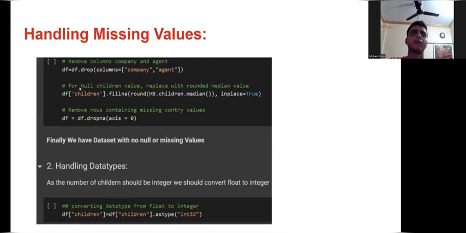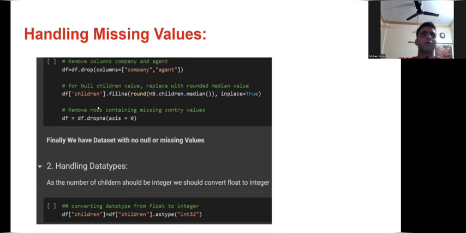So how can we handle them? First we have to drop company and agent, because these features have a large number of missing values and we can't afford to delete that many rows. So instead of removing rows, we will remove these 2 features as they are not that important in this data set analysis. After that, there is only children, the number of children. So we will replace it with the median value.